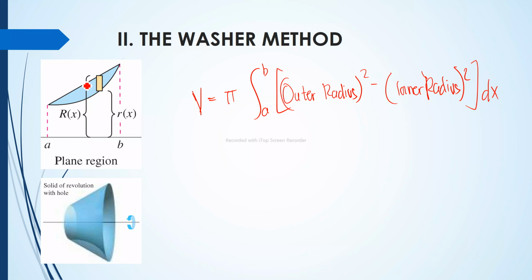So from the sample here, let's say the axis of revolution is along the x-axis, along this one. This region here will form a solid of revolution like this one, and it has a hole. So we will be using the washer method in determining the volume of the solid. The function at this line is our outer radius, and the function represented by this curve will be our inner radius.